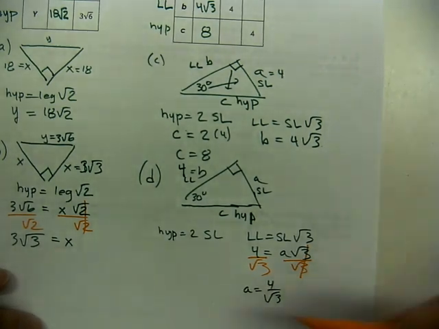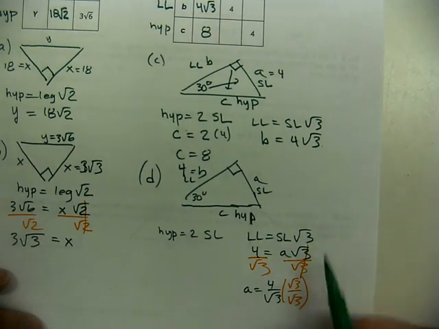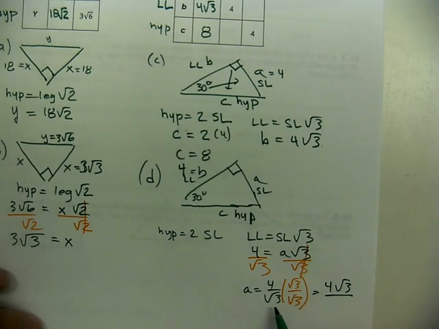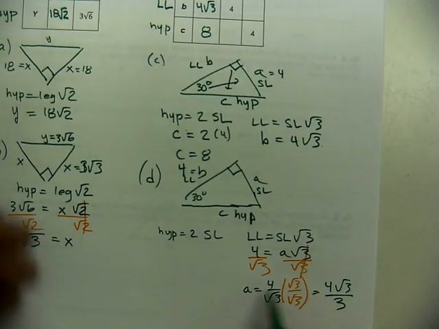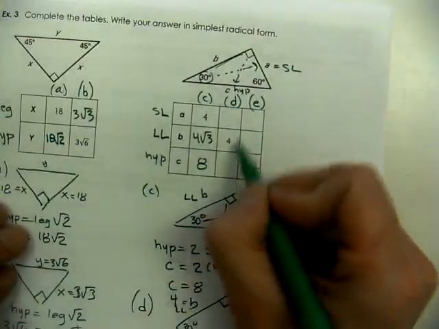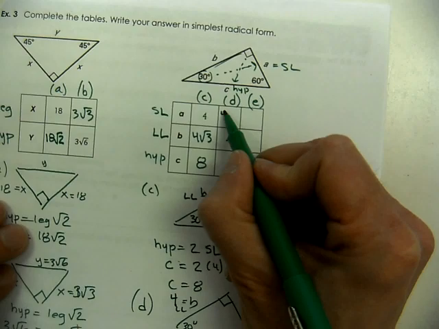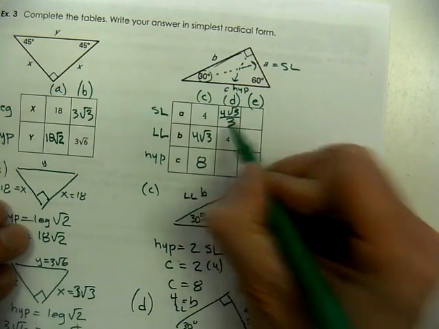But we've got to rationalize the denominator. And we get 4 root 3 over, root 3 times root 3 is root 9, and the square root of 9 is 3. That is letter A. So we can put that information in our table. So in this middle column, A is now 4 root 3 over 3.